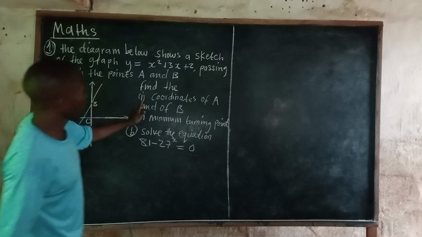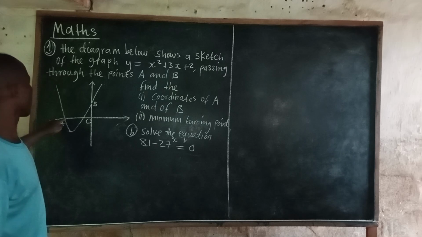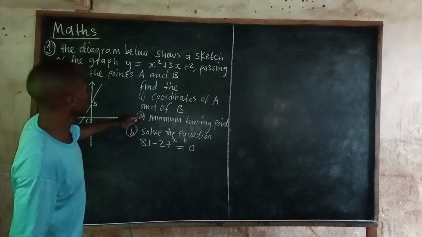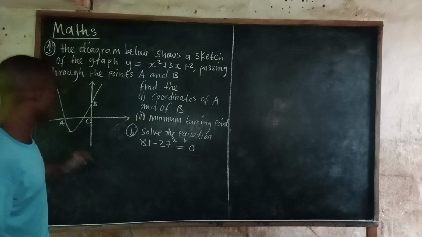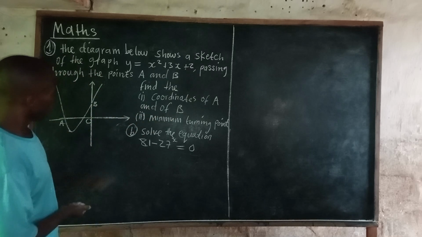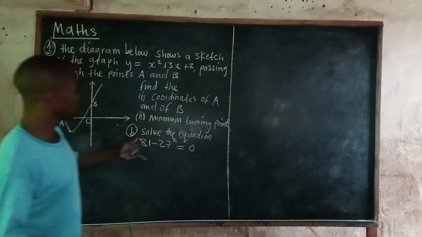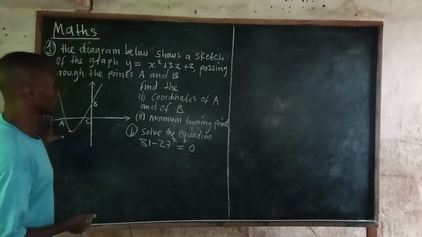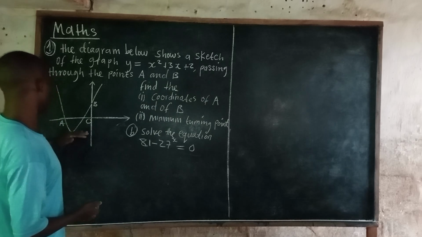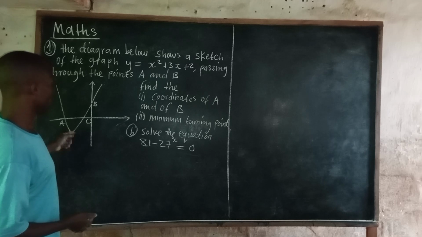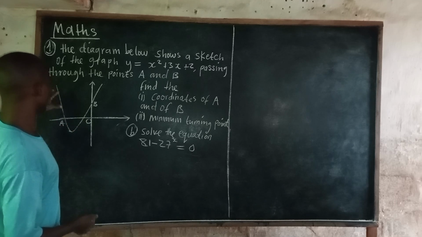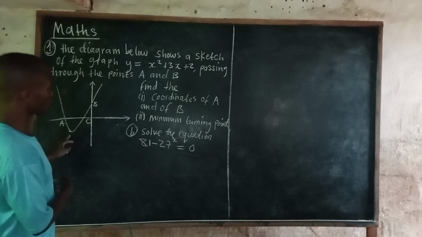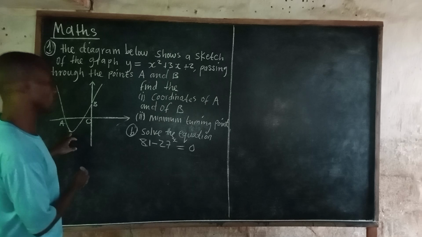Then find the coordinates of A and B. So we are going to find the coordinates of A and B. Then the minimum turning point. So we have to find the minimum turning point, which is this one, right? Because it has a downward concave, it has curved downward. So as a result, the turning point is the minimum.